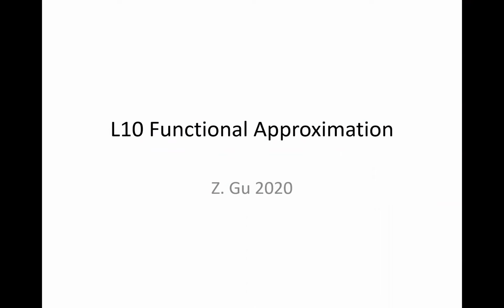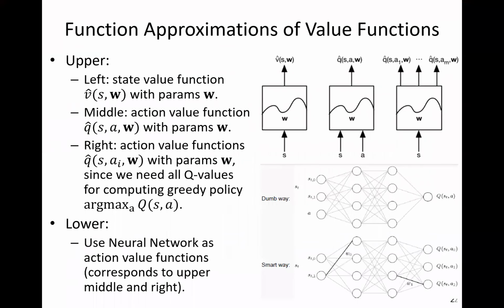Let's start lecture 10, function approximation. Instead of tabular methods, you can use a function to approximate either the V state value function or the Q action value function. For the Q, you can either use A as an input, or you can compute Q for all possible actions.